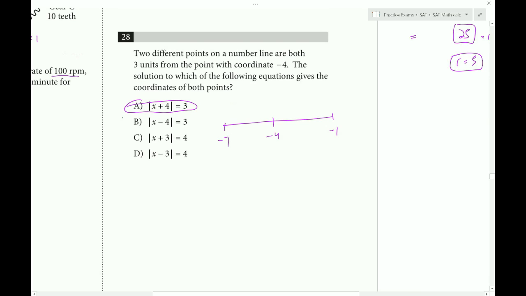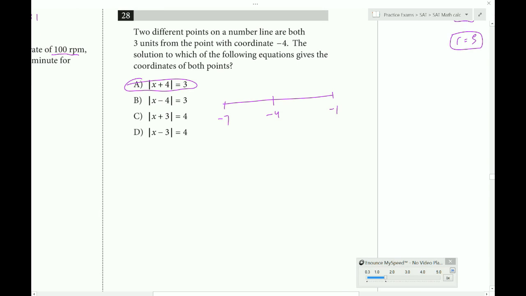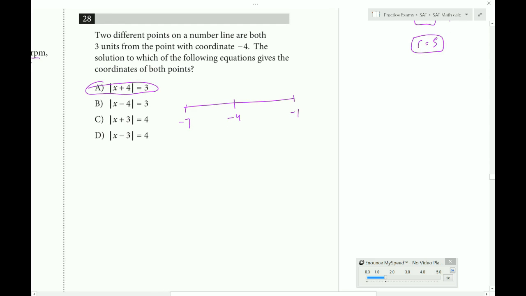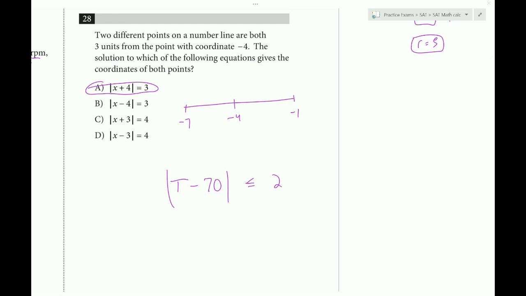So, right, this is the sort of favorite number and allowance problem. So, for example, if I have a temperature in my house set to 70 degrees, but I allow it to stray by up to 2 degrees, right? This would be my equation for that.